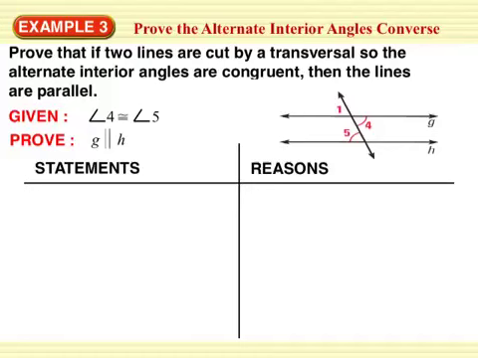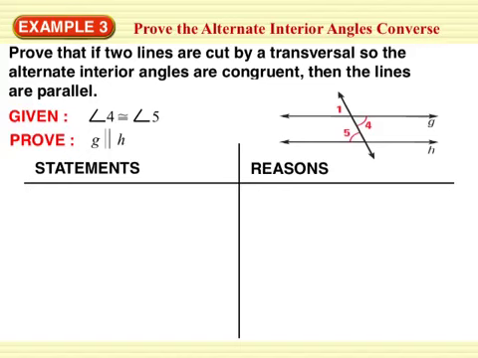All right, we're in section 3.3, part 2, working through example 3. Prove that if two lines are cut by a transversal, so the alternate interior angles are congruent, then the lines are parallel. So what's given is angle 4 and 5 are congruent. We need to prove that G and H are parallel. So our statements would start out with the given.